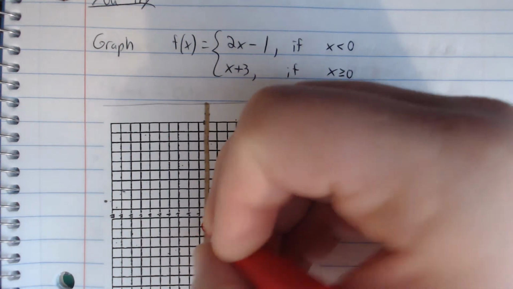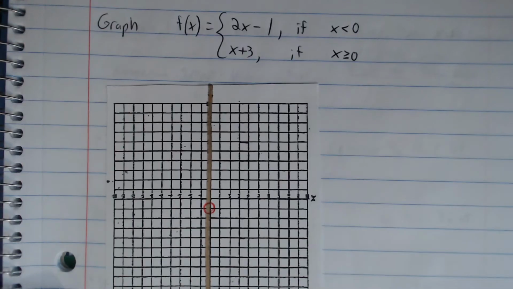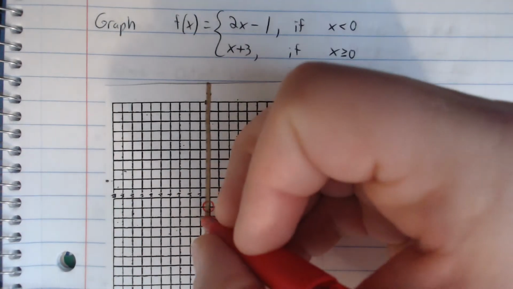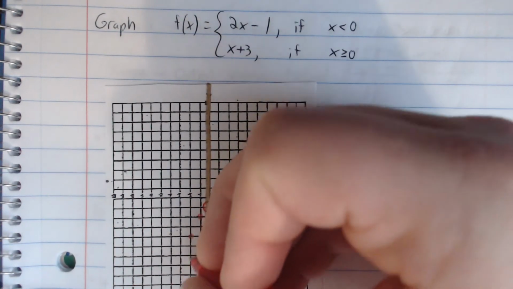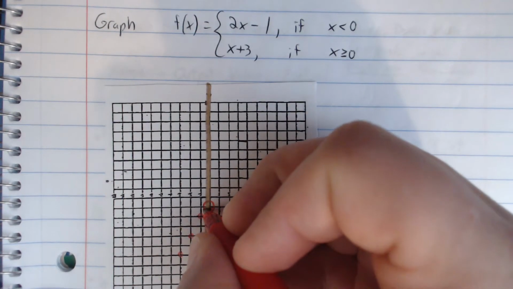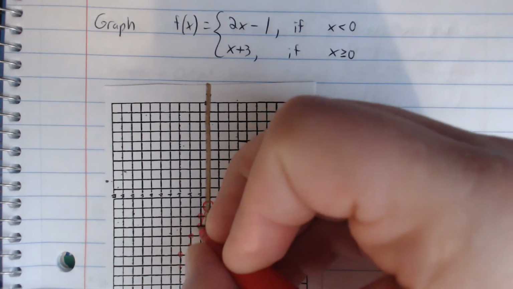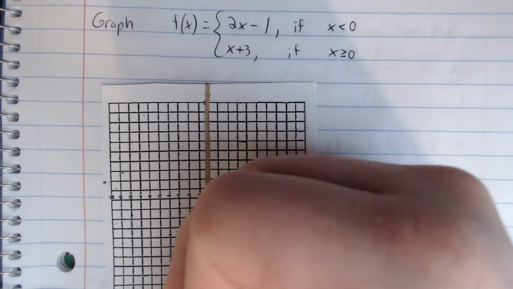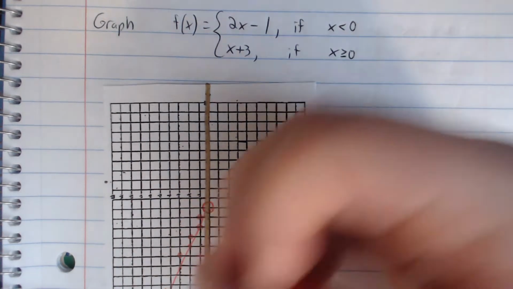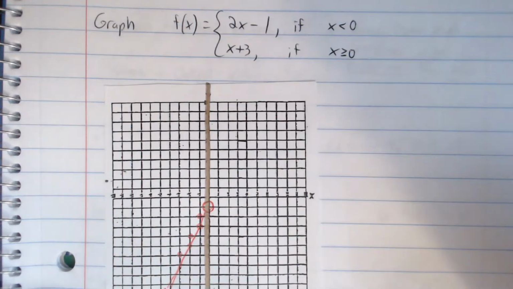So here we go. Here's my open circle. And for the rest of this, it's down 2 over 1, down 2 over 1. Okay, so that's, oops, I missed just a little bit. That happens sometimes. Down 2 over 1. So we're right here. Okay, that's what we want.